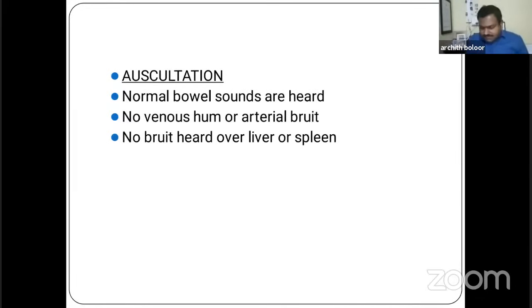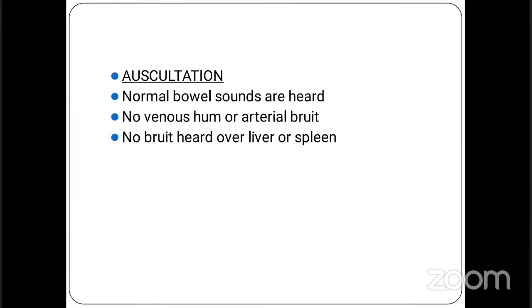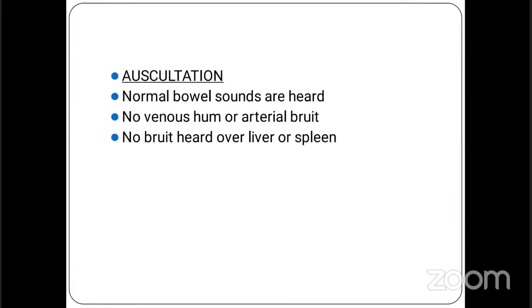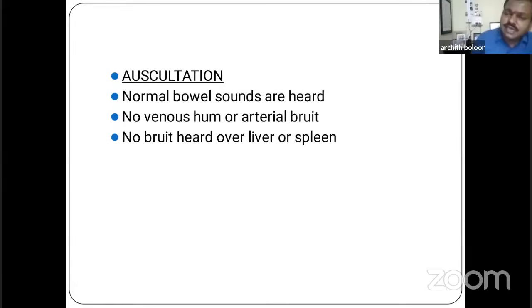If I compress on the liver, what should normally happen? The JVP should rise, because of the hepatojugular reflux, isn't it? What happens in Budd-Chiari syndrome? There is IVC obstruction, so there will be absent hepatojugular reflux. That's a very important sign that you have to make out. Normally if I compress on the liver, the JVP should be a little prominent, but if that does not happen, that's a sign of Budd-Chiari syndrome.